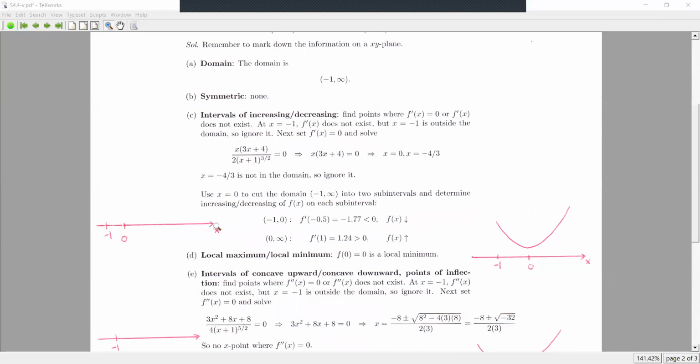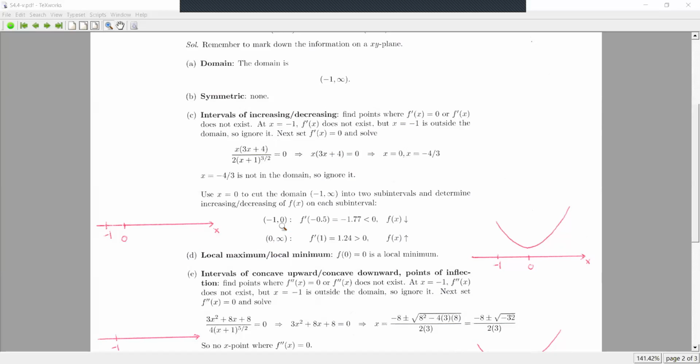Now I use this point to cut the domain into 2 subintervals. This is an x-axis. The domain is from -1 to infinity. Now I use 0 to cut the domain. Then we get 2 subintervals. Now let me determine increasing and decreasing on these 2 intervals. How to determine it? Remember, consider the derivative. If the derivative is greater than 0, increasing; less than 0, decreasing.